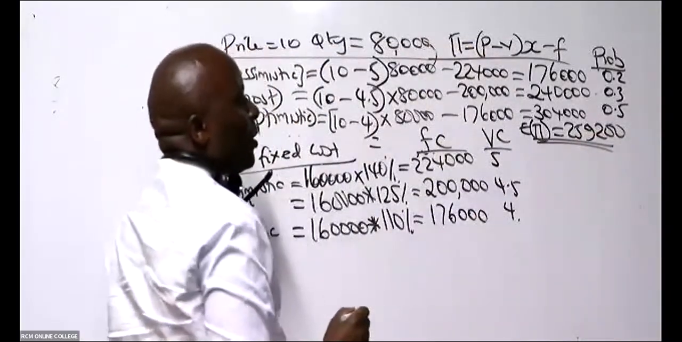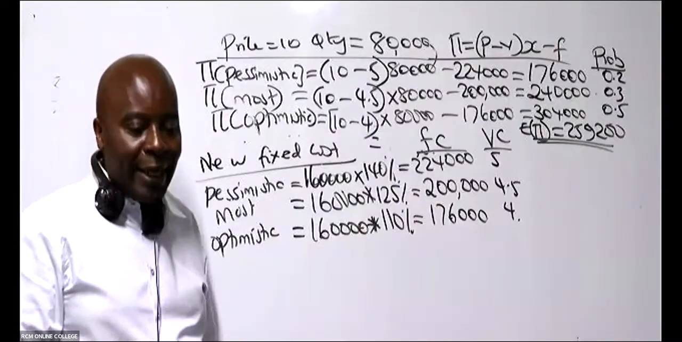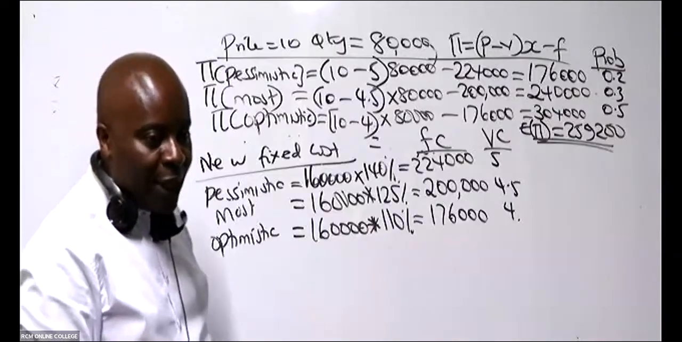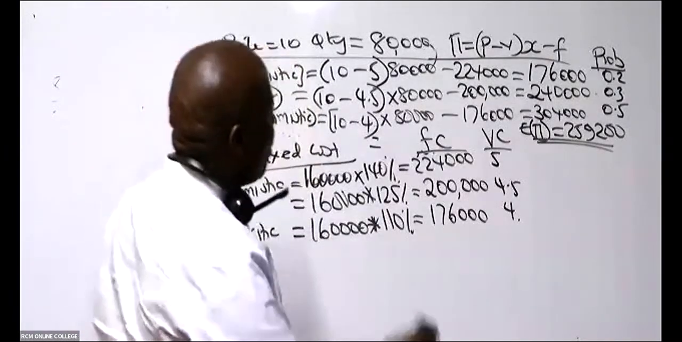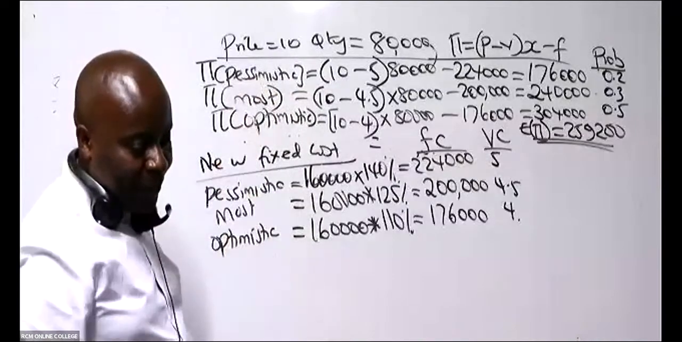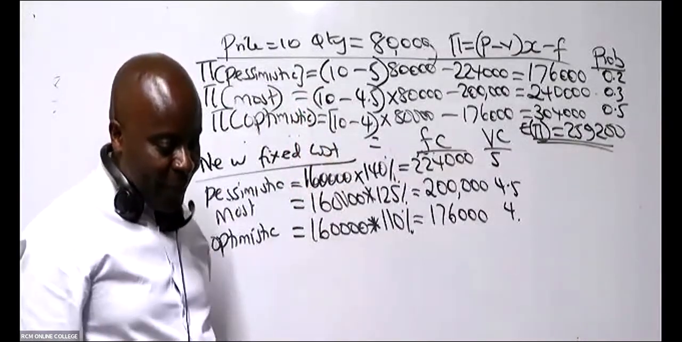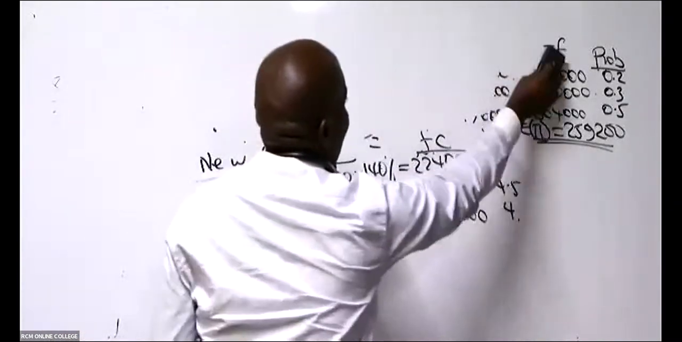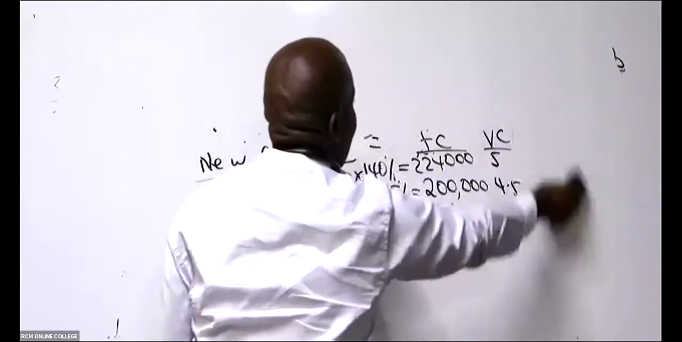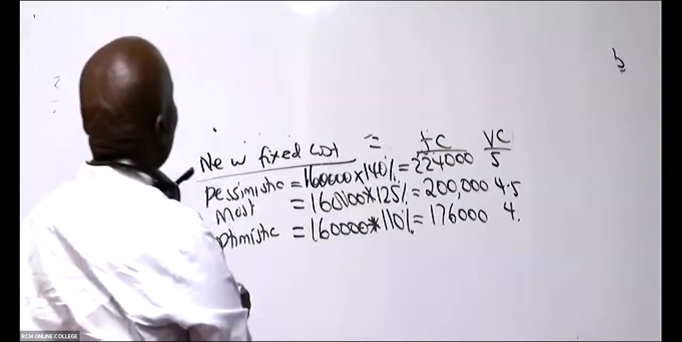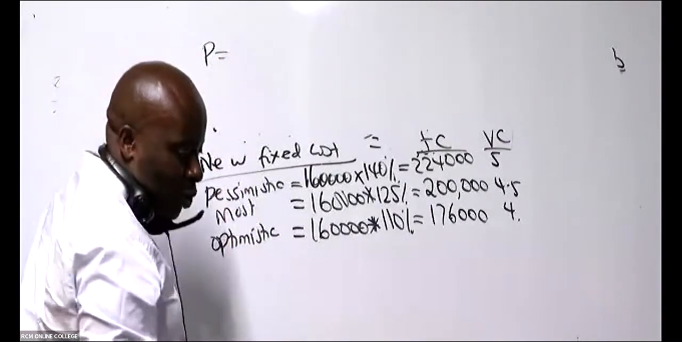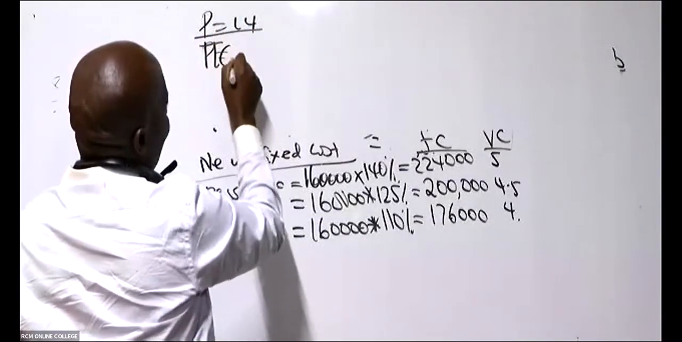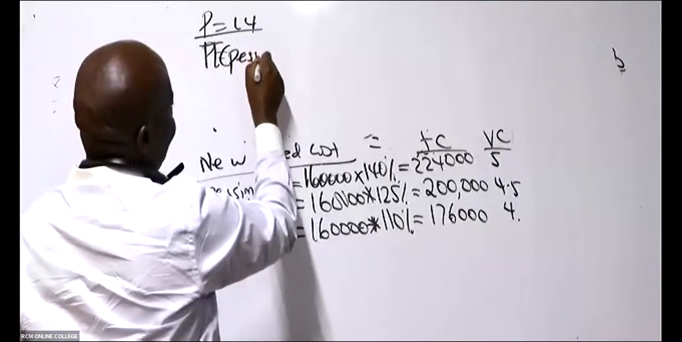So with your permission, I will tackle the next price in the question. The next price given in the question is a price of 14 Kenya shillings. Now we are looking for the profit when we charge a price of 14. Go ahead and give me profit under pessimism.